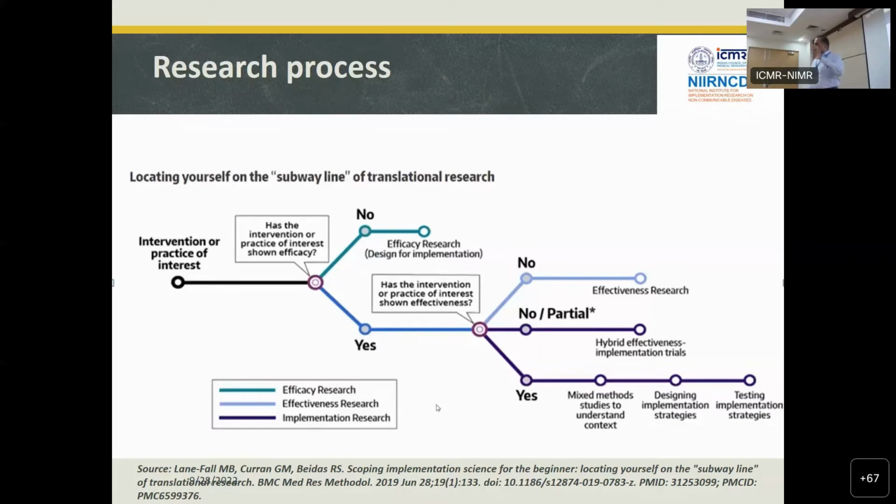Right. So the role is also a little dynamic. Of course, you are researching the implementation, but you can be part of prior research, that is effectiveness or efficacy research. There also the implementation researcher may have a role to play.